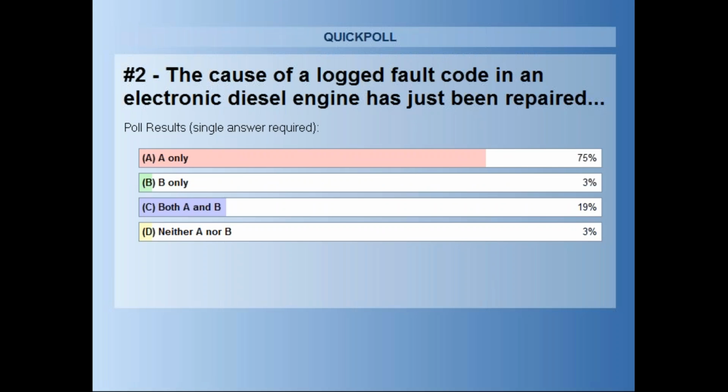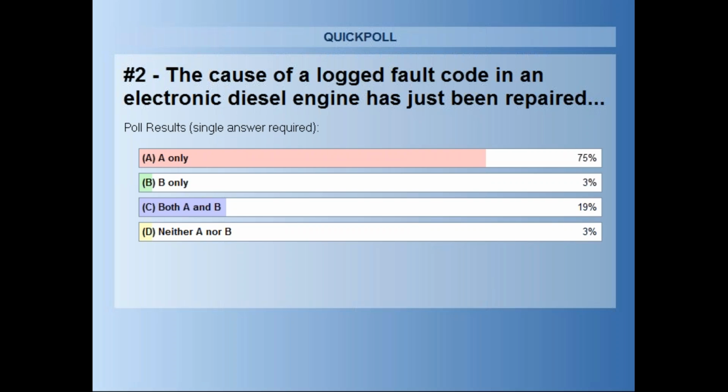Well, 75% of you went with A. And the next biggest group was both A and B at 19%. So, with that, Bob, you want to go ahead and give us some insight on remediation on that question?